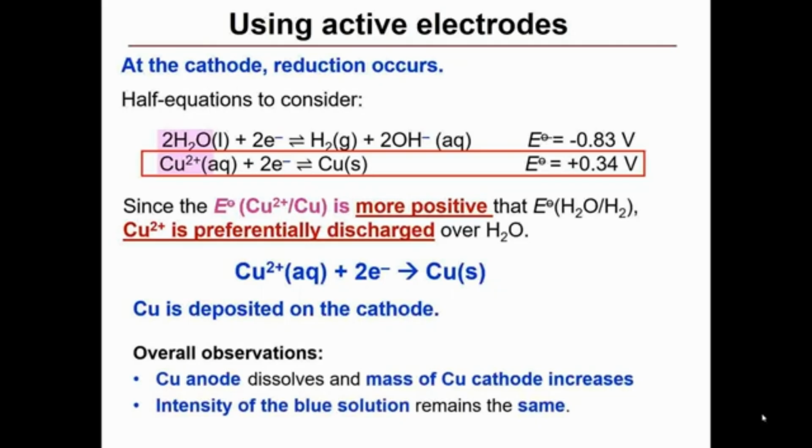Overall observation would therefore be the copper anode dissolves, and at the same time, as copper is deposited at the cathode, the mass of the cathode increases. The intensity of the blue color of the copper sulfate solution remains the same.